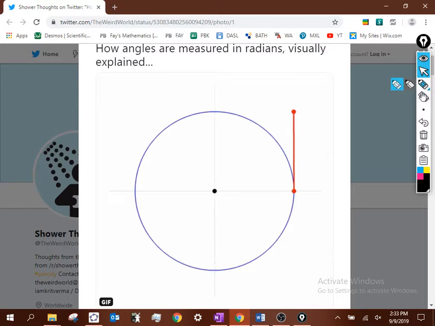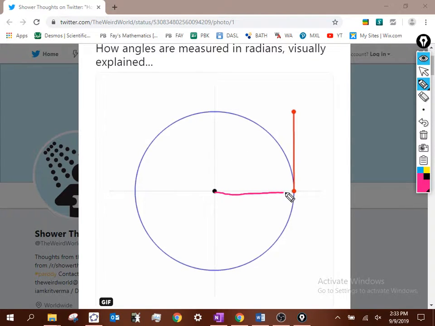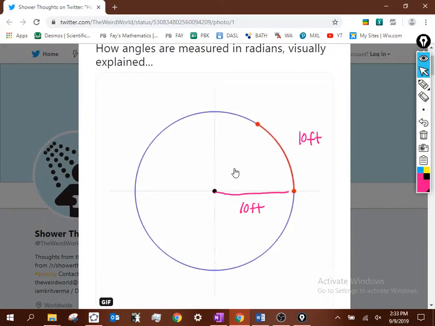So that radius we initially saw, whatever units that is, inches, feet, miles, let's say it was 10 feet, this here is 10 feet. Does that make sense to everybody? Now what we do is take that 10 feet and we're going to bend it.